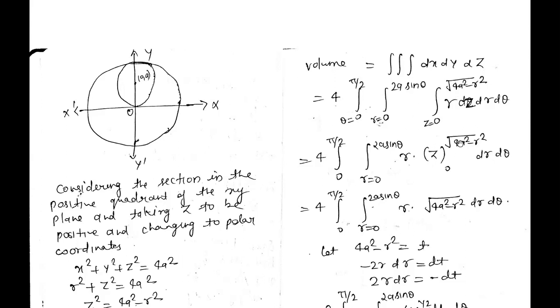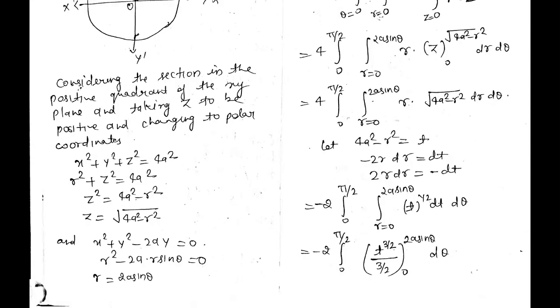Right? Now, r dz dr d theta. So first integration is going with respect to z. So the dz integration will be z, and apply the limit 0 to square root of 4a square minus r square, upper limit minus lower limit. So this will be your function here.